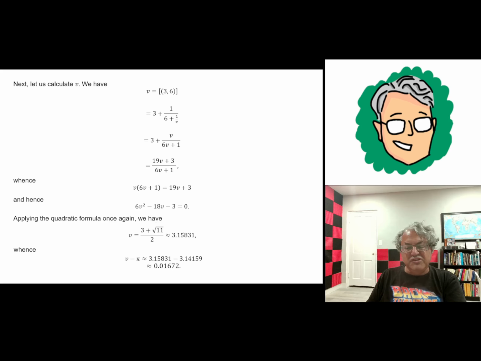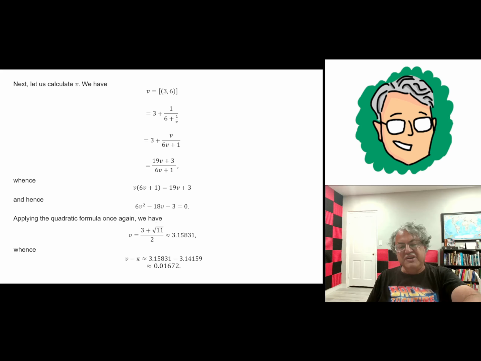And once again, you can apply the quadratic formula. Simplify, note that one of the roots of this quadratic equation is negative, so we don't want that one. But the positive root turns out to be, after you simplify it, 3 plus the square root of 11 all over 2, which is approximately 3.15831. Like I said, it is bigger than pi. And once again, we calculate the difference. It turns out v minus pi is approximately 0.01672, or about 1 part in 60. So it's not as good as u. v is further from pi than u.